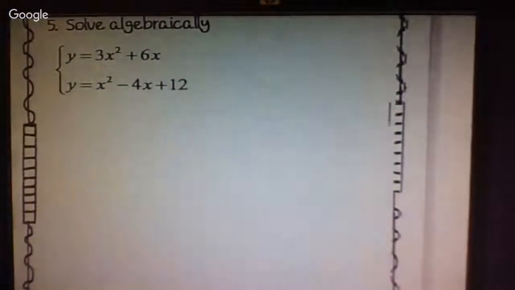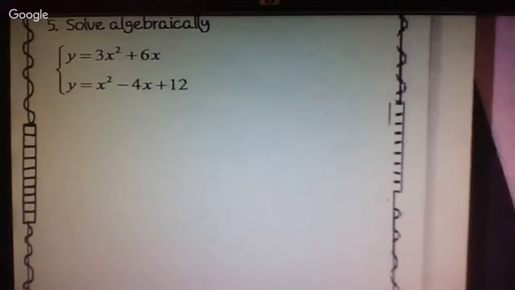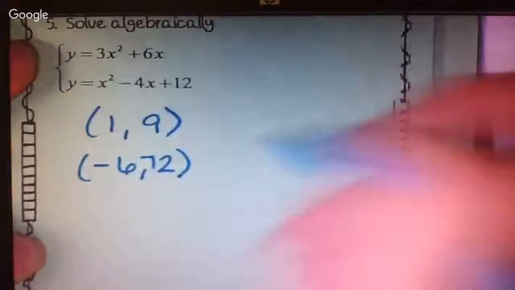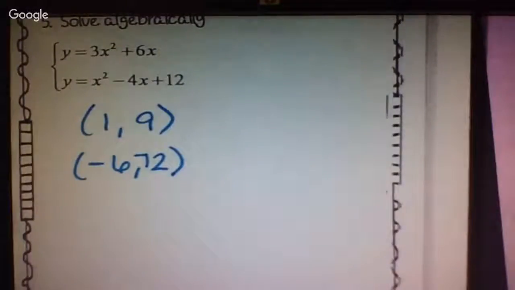What did we get for number 5? Was it -1 and -1? Yes, -1, -1, and 1 and -5. What did we get for number 5? Okay, so you said 1 and what? 1 and 9, and -6 and 2? 72. Oh, that was the one that was way, way up there. Okay. You had to adjust your window for this one.